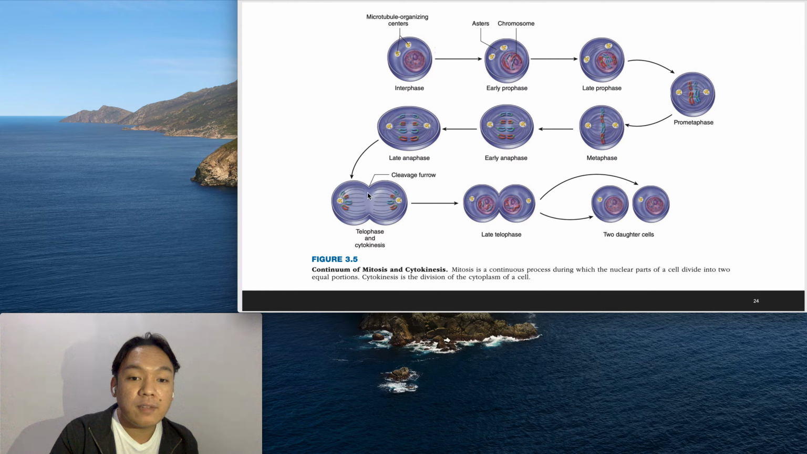Then they will form a cleavage furrow. Once the cleavage furrow is formed, it undergoes telophase, and then we will be performing the cytokinesis, which is the division of your cytoplasm. So we have two daughter cells now.